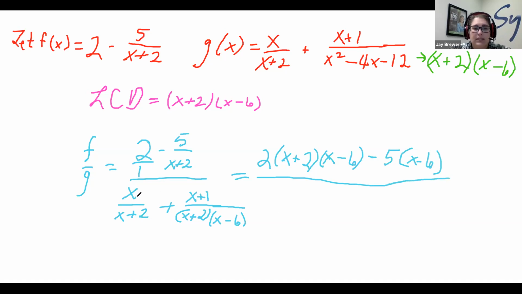Okay. Same thing for the denominator. We have x plus 2, so that means x has to multiply by x minus 6. And then x plus 1, well, x plus 1 has both of them, doesn't it? So then we don't have to do anything else now except to make everything nice and neat. Okay. So now we have to simplify. Wish I had more room on this whiteboard.